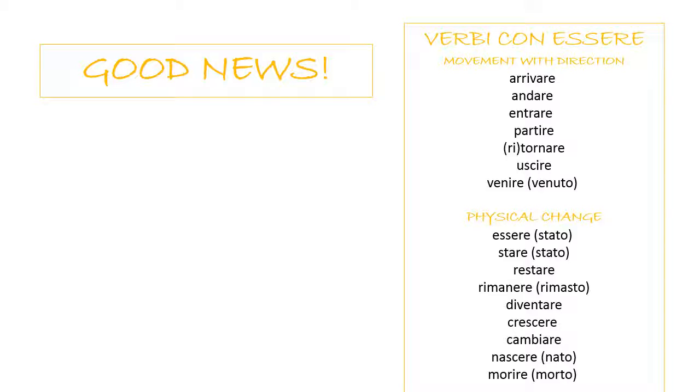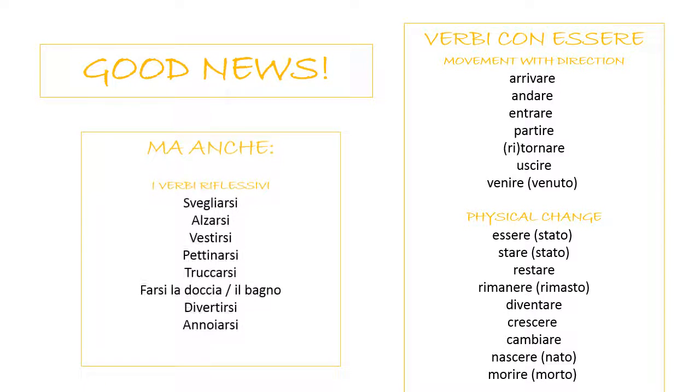Also the verbs that imply physical change, essere, stare, restare, rimanere, diventare, crescere, cambiare, nascere and morire. Please make sure you copy them down and you know the meaning of them. And another good news, most of them are regular. The irregular ones, I gave you the past participle in parentheses. And there's also another group that we have to remember, i verbi riflessivi. All of the reflexive verbs go with essere. And here you have some examples.